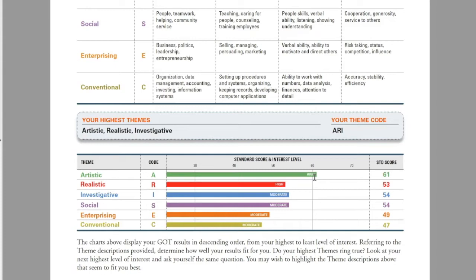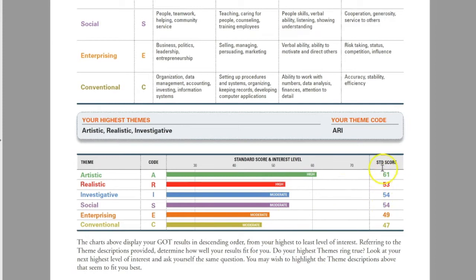Someone with a very high interest level will likely report a higher level of interest in that category compared to others. And conversely, someone with a low level of interest will likely report much less interest than others in that particular category. On this report, you'll see that this individual has 2 bars that state high level of interest and 4 bars that state moderate level.